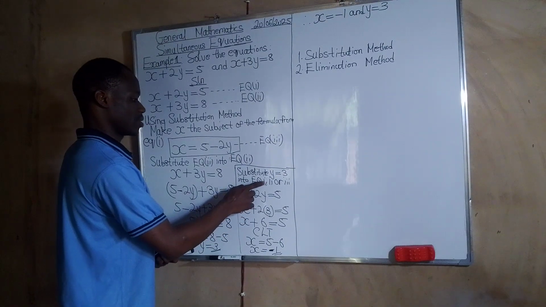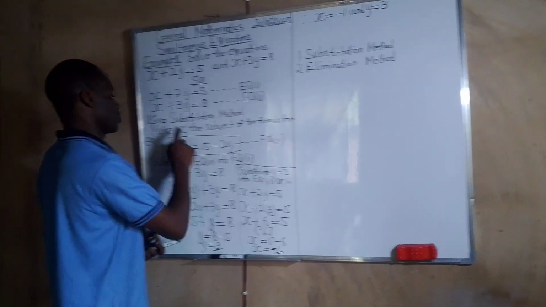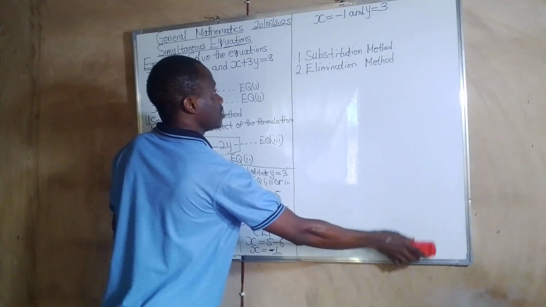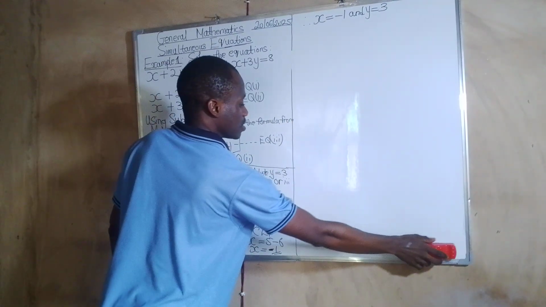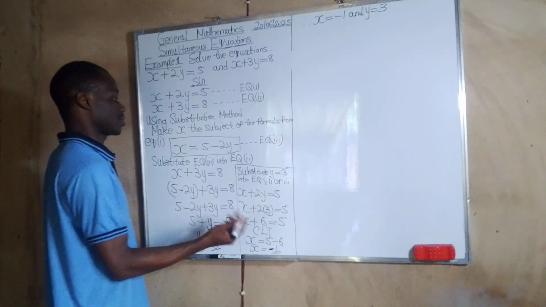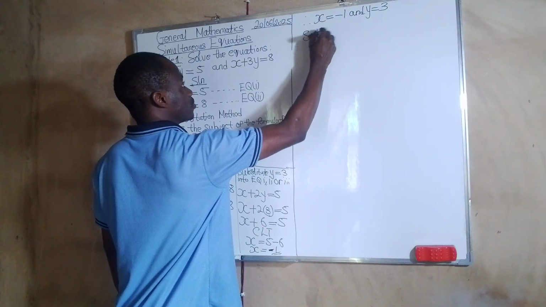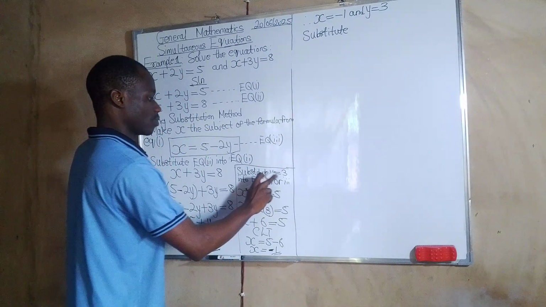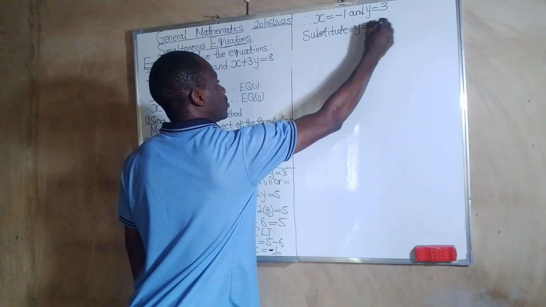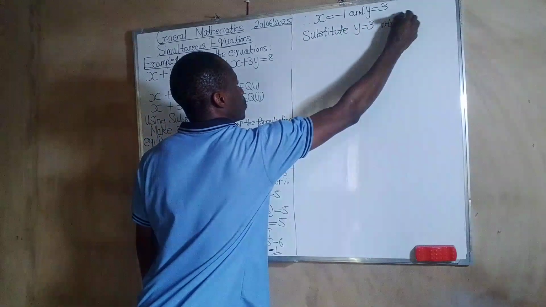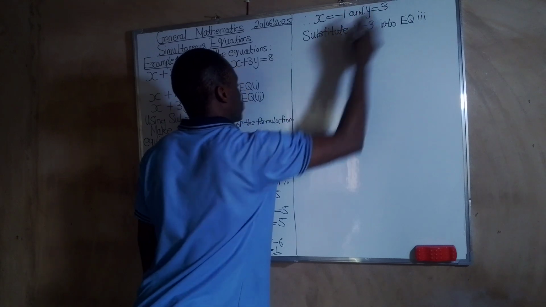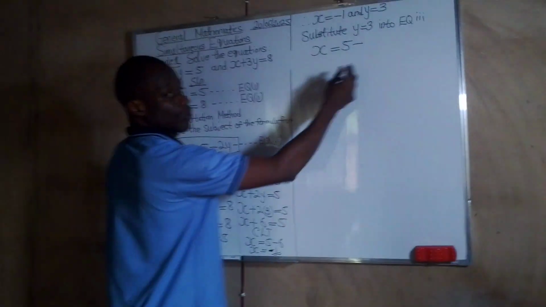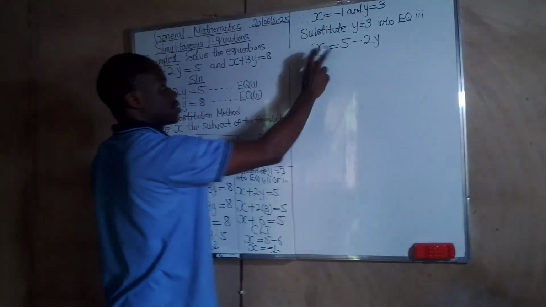Now, if you want to check, because I said the first one you can check in equation 1, equation 2, and equation 3. You can see that equation 3 is directly x. You are looking for x. So let's try equation 3 and see if we are going to get the same answer. So substitute y equals 3 into equation 3. So equation 3 is x equals 5 minus 2y.